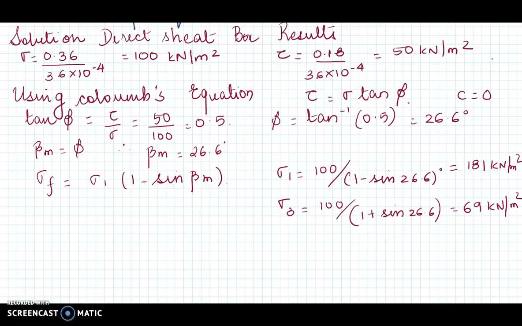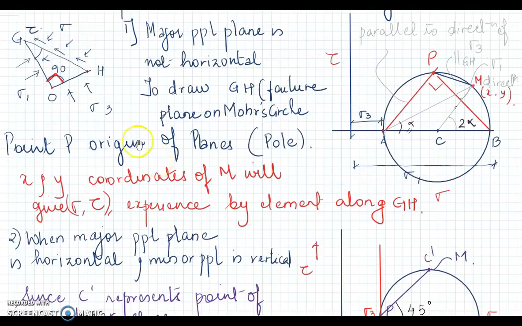Now the angle made by the failure plane with the major principal plane, alpha, right? What is the equation? 45 plus beta m by 2. That is how much? 45 plus 13.3, since 26.6 divided by 2 is 13.3, that is 58.3 degrees. You got the value of alpha is equal to 58.3.